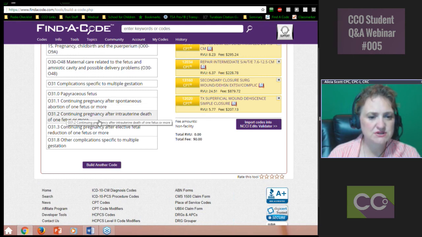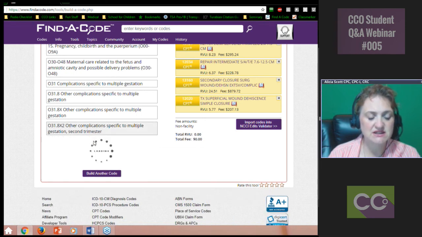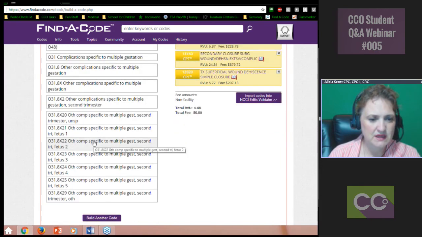Spontaneous abortion, no. Other complications specific to multiple gestation. Let's see if we get it up here. Second trimester, yes. Other complications. I think it's in there. Pretty sure I've seen it before. Other complications specific to multiple second trimester, unspecified, no.